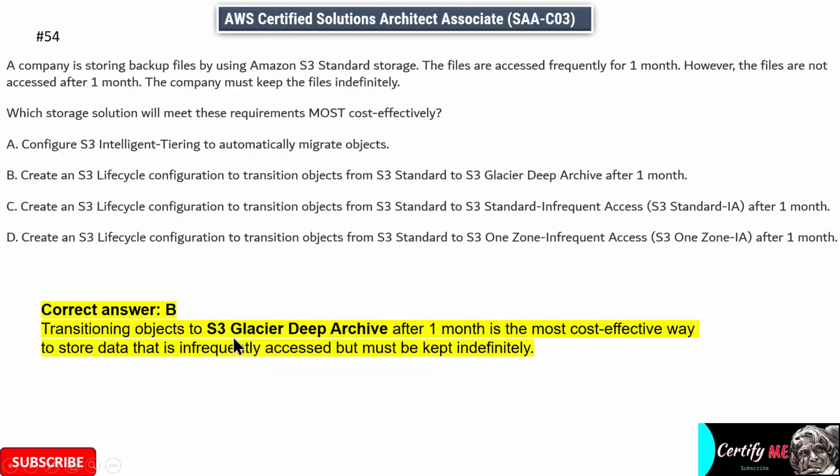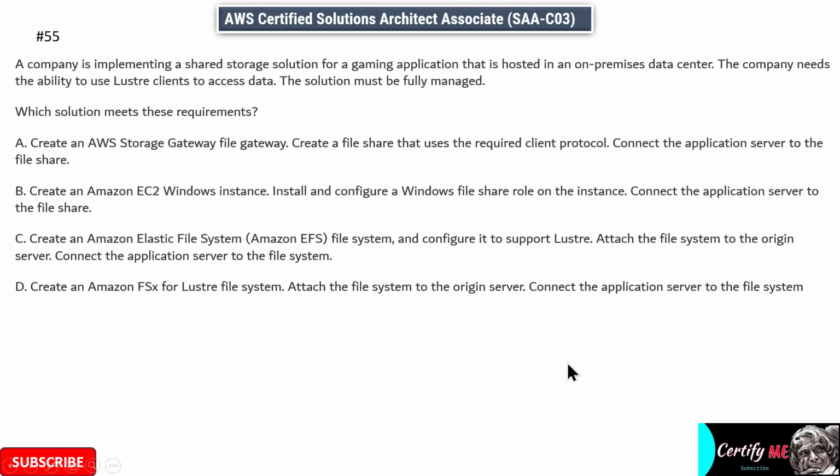Transitioning objects to S3 Glacier Deep Archive after 1 month is the most cost-effective way to store data that is infrequently accessed but must be kept indefinitely. Next question.